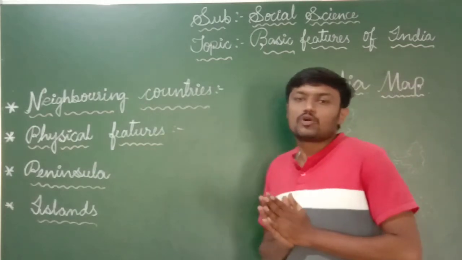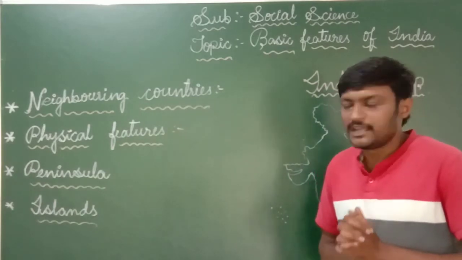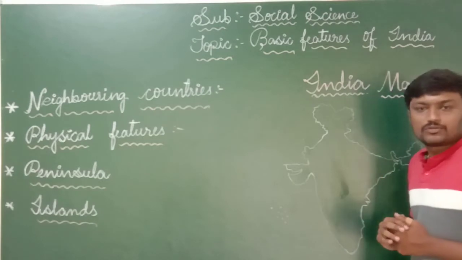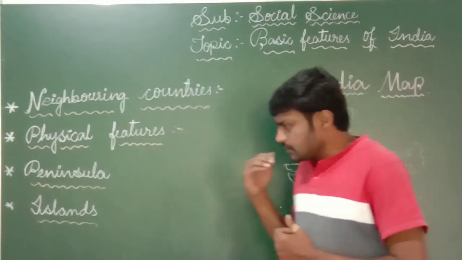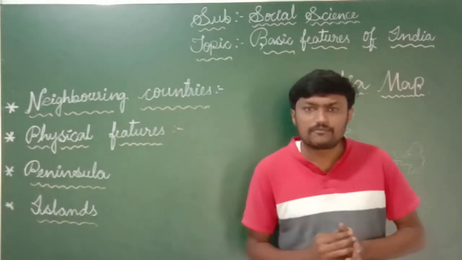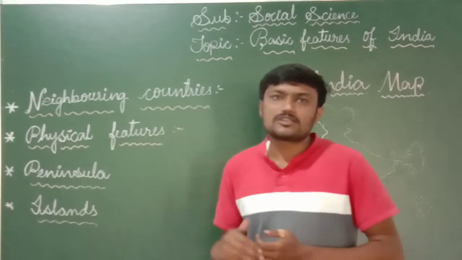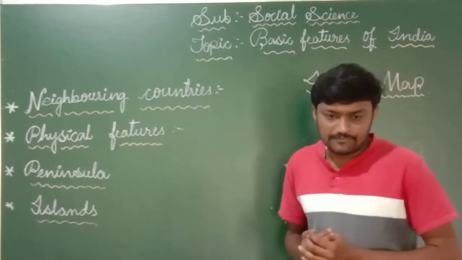In your textbook, they have mentioned the 4 important physical features of India, that is the mountain ranges, plateaus, deserts and the plains. But the coastal regions are also a kind of physical feature of our India. In our next classes, we are going to discuss in detail all these 4 physical features of India.